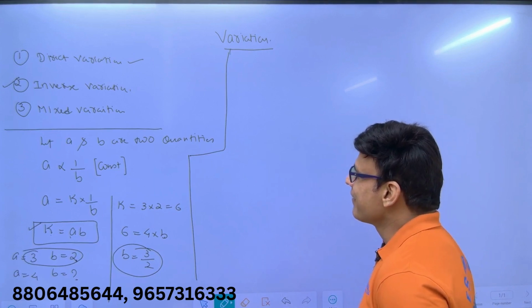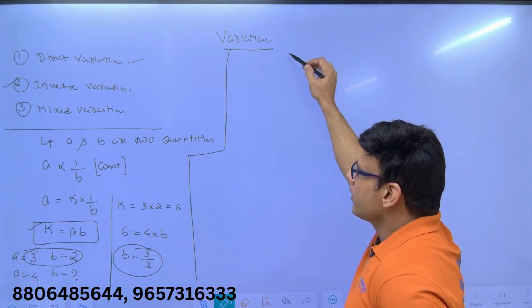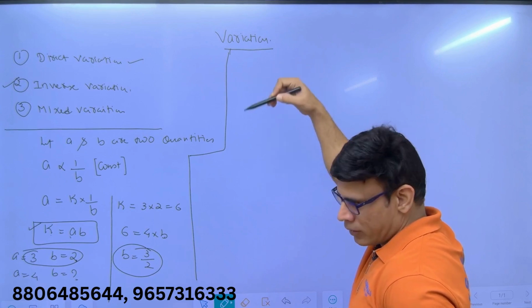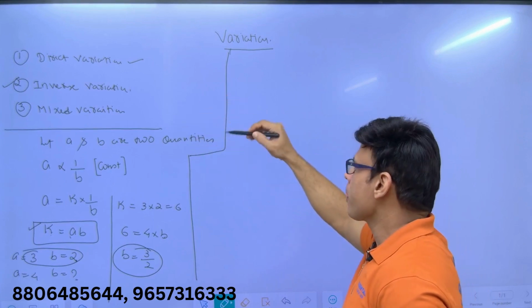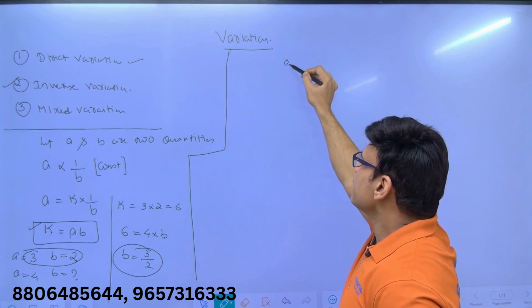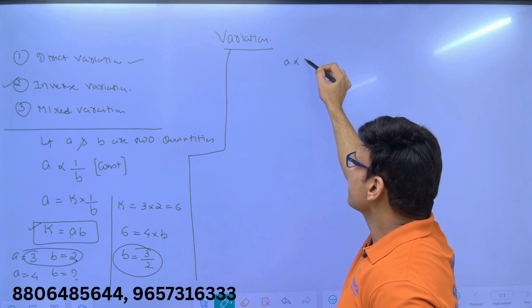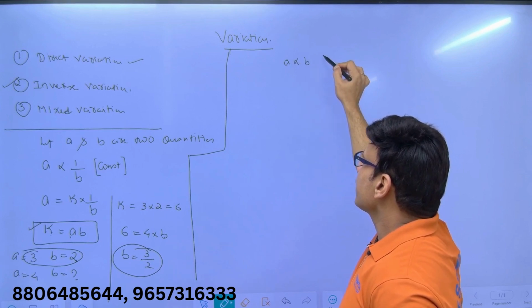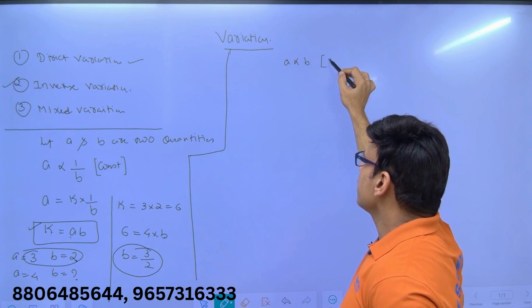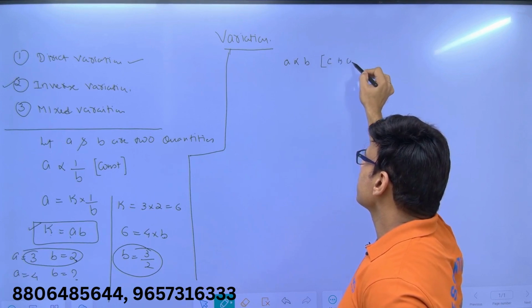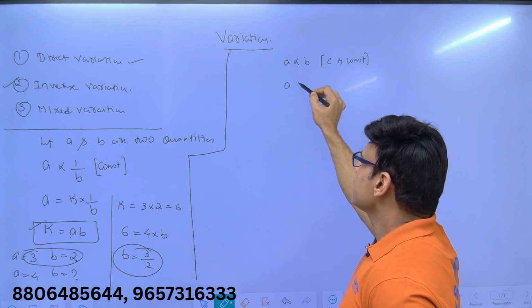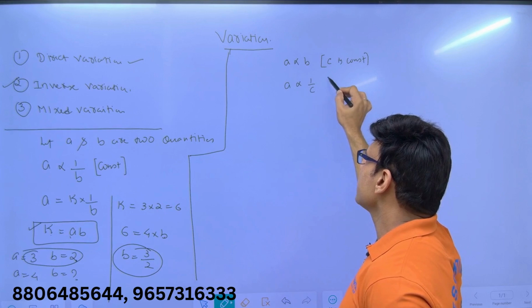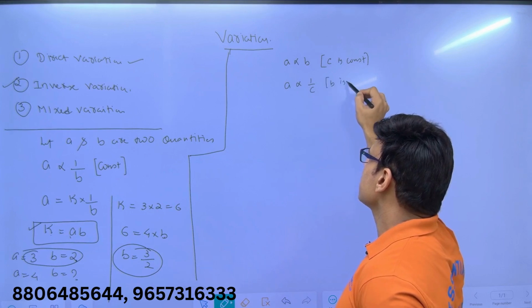Okay, third is mixed variation. In mixed variation, what happens, there are more than two quantities. Let's say A, B, C. Let's say A is directly proportional to B when C is constant, and A is inversely proportional to C when B is constant.